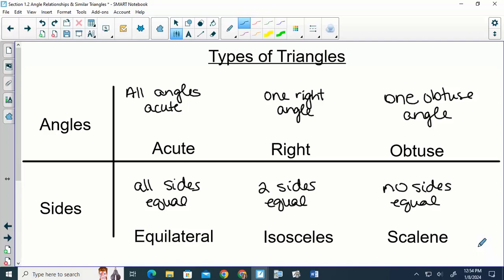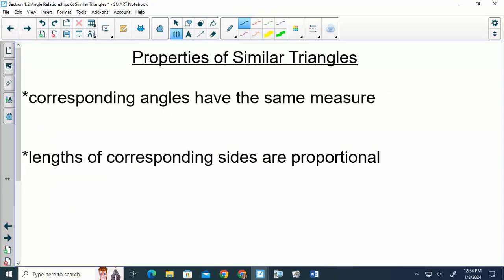Final thing for today, similar triangles. What do I mean when I talk about similar triangles? They're different sizes, but they're the same. Yes. So, similar triangles, the corresponding angles have the same measurement, and the lengths of the sides are proportional. It's like you take a triangle and you blow it up. They have the same angles, but their sides are different.